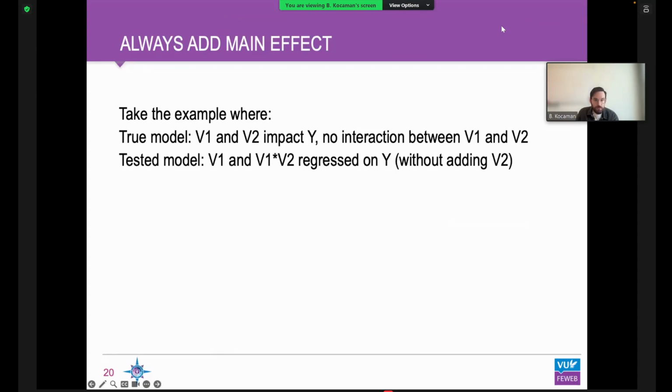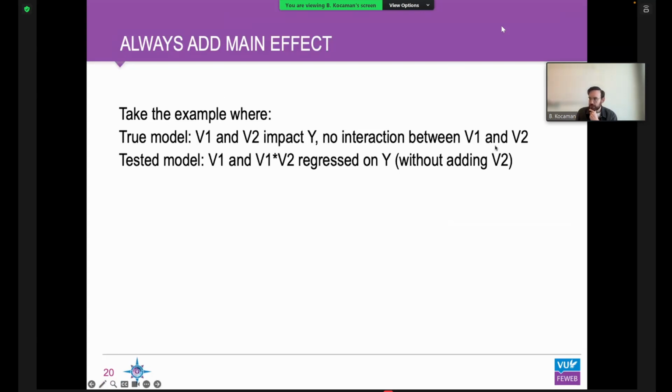Yes, the plot with no moderation looks like basically two parallel lines, if you have two levels for the moderator. Okay, so this is again a reminder to always add the main effects. When you add the interaction term, you have to add the main effects for both of the variables included in the interaction term.